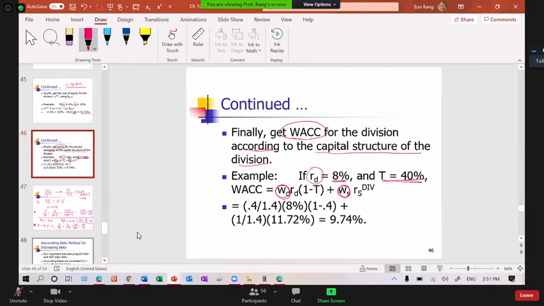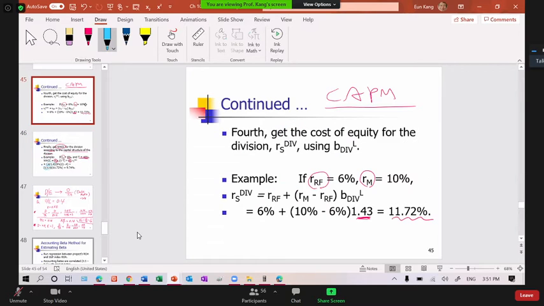So here comes this one, 0.4 over 1.4 is from there, 0.4, 1.0. Many people make a mistake here. Don't just put 0.4 times. It is 0.4 over 1.4 times 8% times 1 minus the tax rate, plus 1 over 1.4, which is the equity ratio, times 11.72. That is from here, right? That you calculate this one.